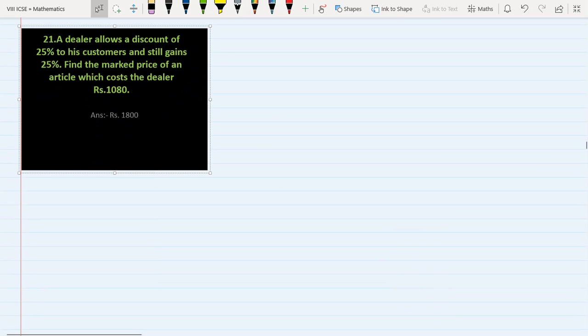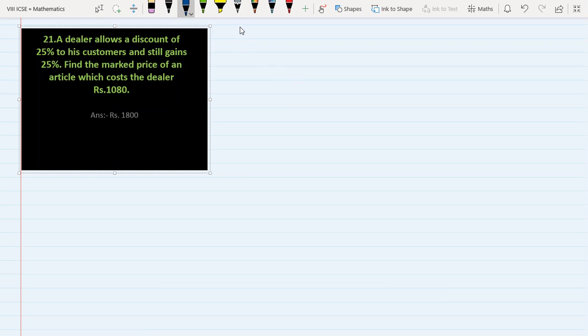A dealer allows a discount of 25% to his customer and still gains 25%. After discount of 25%, still he makes 25%. Find the marked price of an article which costs the dealer rupees 1080. Okay.